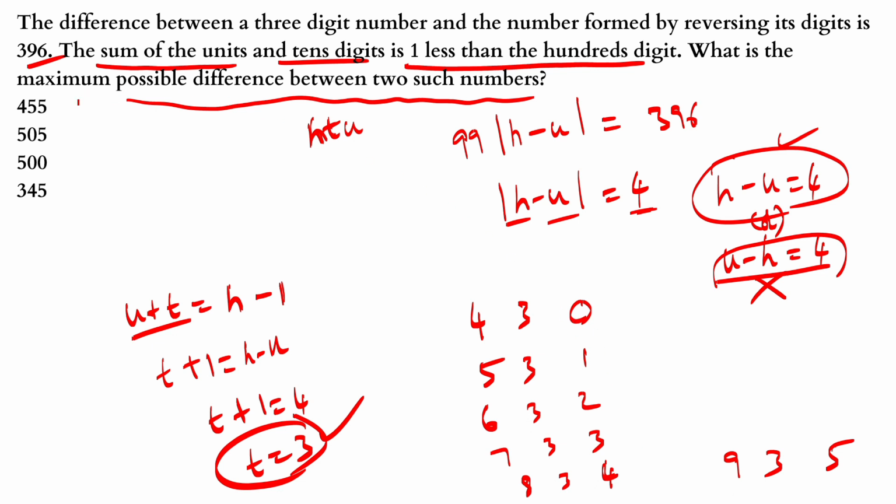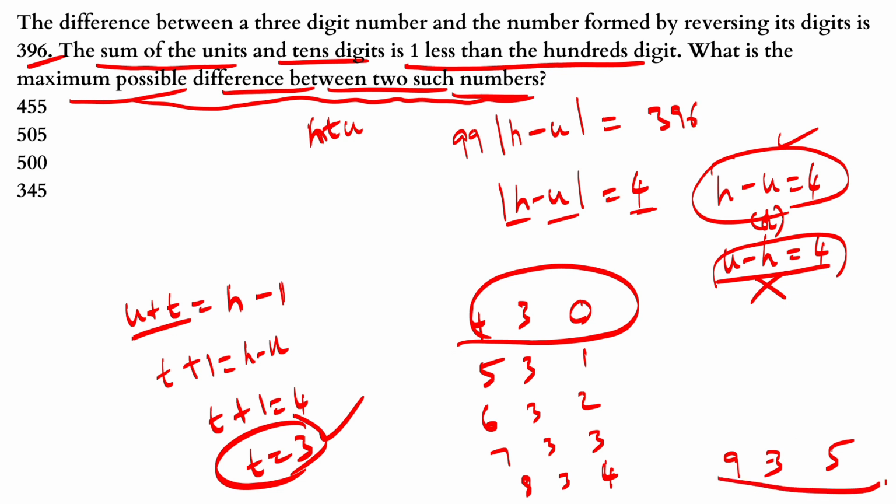Now, we are asked to find the maximum possible difference of two such numbers. What is the maximum possible difference? The least number and the greatest number, just subtract these two. 9,35 minus 4,30 will be equal to 505. This is our answer. These questions came in CAT at some point of time or the other, and these concepts definitely help you in number system as well as in linear equations. So please practice this, a simple concept.